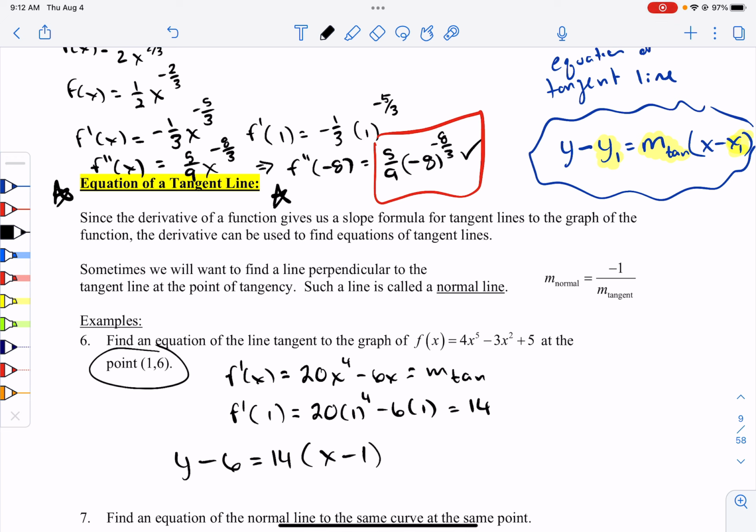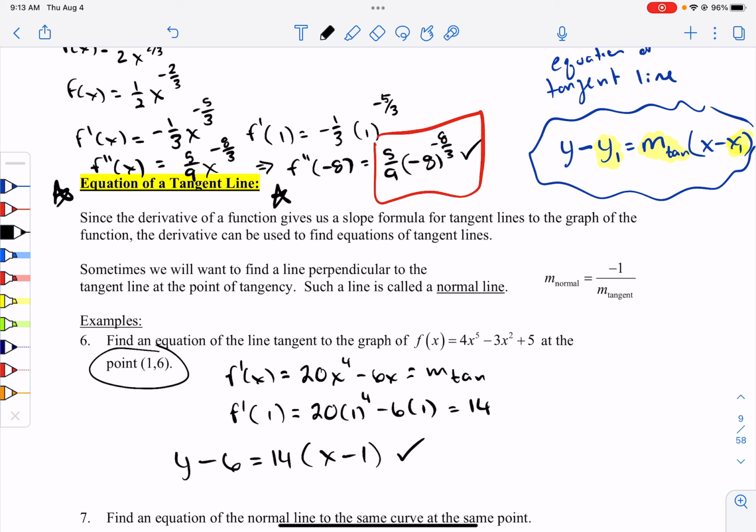Again, this is calculus, guys. Stop right there. You don't have to simplify. You're going to want to. I know especially you juniors taking this class, you're going to want to distribute the 14, and then you're going to want to add the 6 to both sides so that y is all by itself. You don't have to do that. This is the formula for the tangent line, the equation for the tangent line.